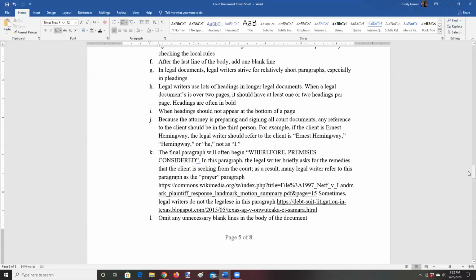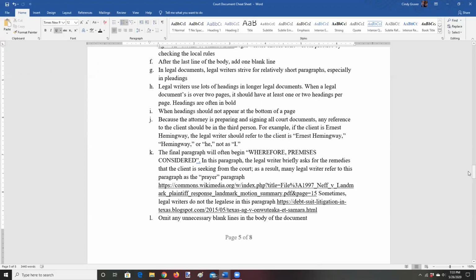You can see in these documents that we have lots of headings. You will rarely have a single page on a legal document that doesn't have a heading. So you're going to want to have those. I would say if a document is over 2 pages, you're going to want to have headings on pages. If it's the first page, maybe not. If it's the last page, maybe not. But I would say probably 2 headings a page. I'm not going to say there's a rule about that, but probably on average at least 2.